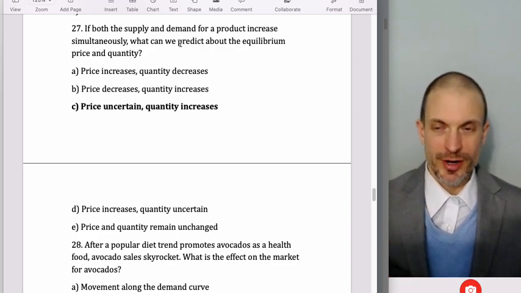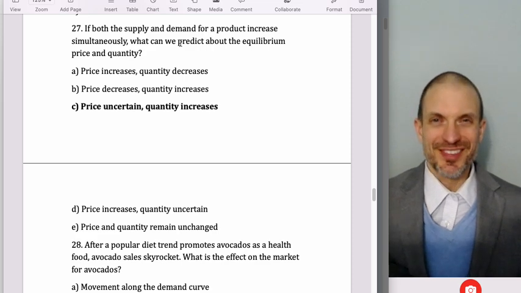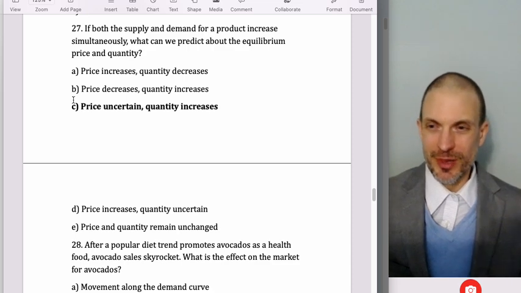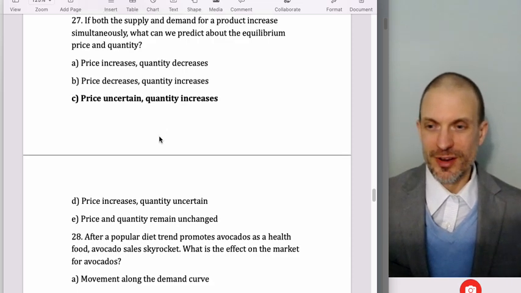Price goes down, quantity goes up. In both of those cases, I said quantity rises, and then I said price goes up and quantity goes down, depending on whether it is demand increasing or supply. So the effect on price is uncertain.